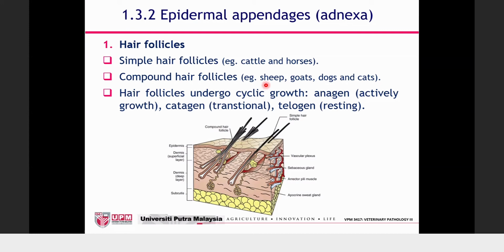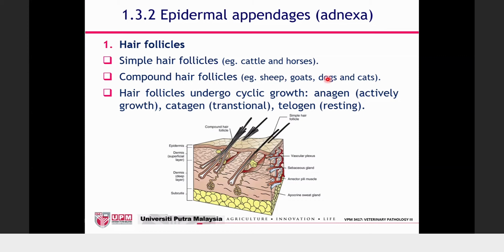First of all, you have the simple hair follicle. This is very prominent in cattle and horses. And then another type of hair follicle is known as the compound hair follicle, because it is made up of a primary and secondary hair. Primary is usually very coarse, and the secondary is usually a bit finer. This type of hair follicle is commonly found in sheep, goats, dogs, and cats.